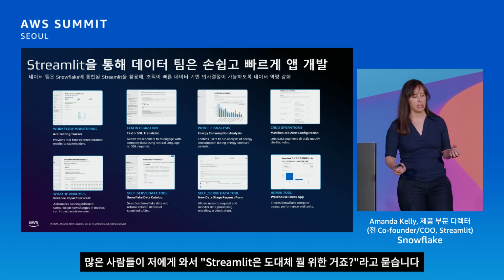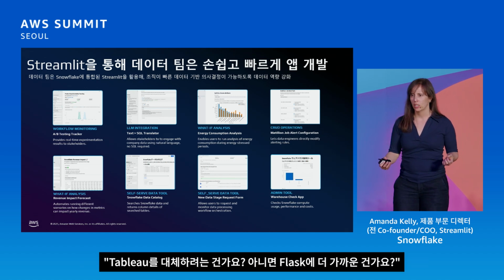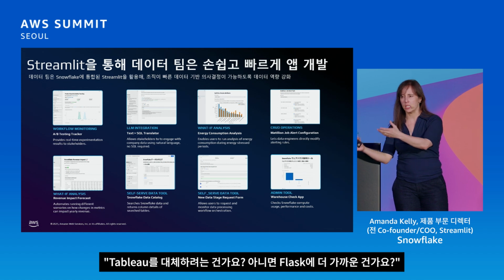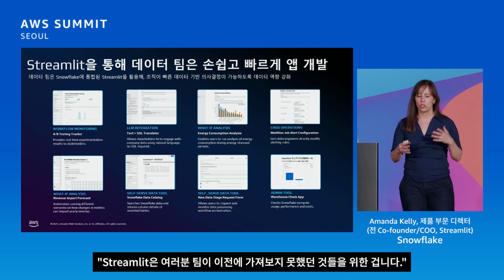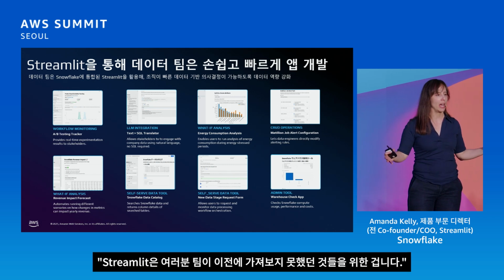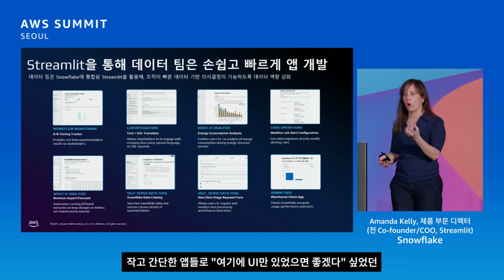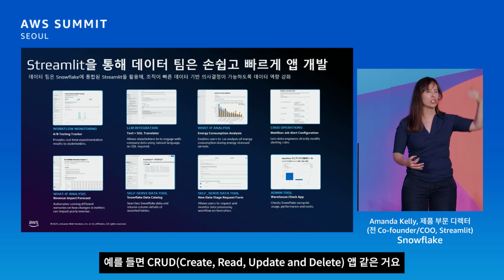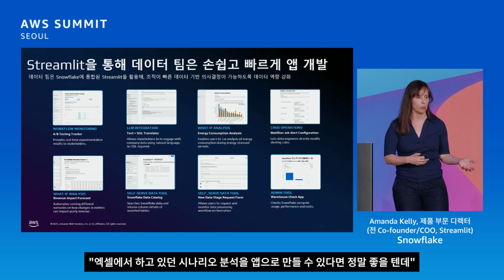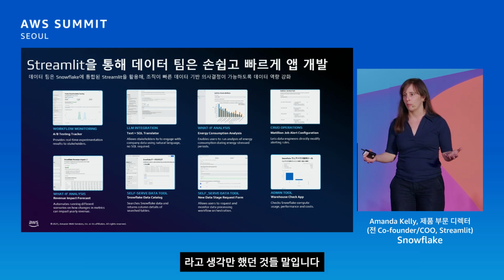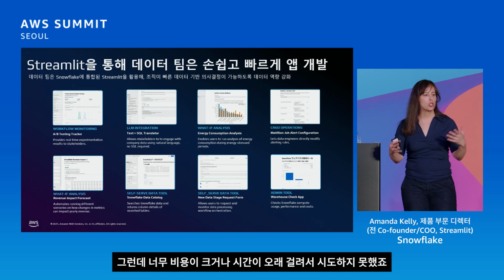People have often talked to me and they said, well, what is Streamlit for? Is it supposed to replace Tableau? Is it more for Flask? And what I often say is Streamlit is for things that your teams actually never had before. A lot of these are just small apps, things that you wish that you had. I wish that there was a UI on this CRUD app. I would love to do this what-if analysis that we were doing in Excel, but you never did it before because it was too costly. It took too long.